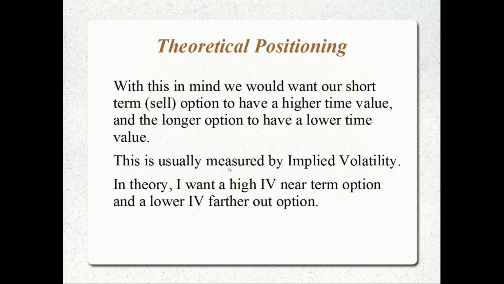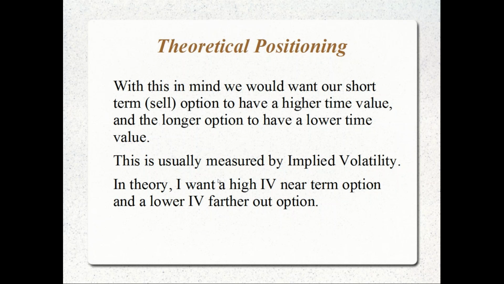Okay? With this in mind, the goal of the position is to have that short option rapidly decay and have our long option retain most of its value if possible. That means we want a higher time value in the short option and the longer option to have a lower time value or lower implied volatility. Now, we're not going to necessarily see a lower time value on the far out option just by straight definition. Theoretically, that's what we want, but it's not going to happen. So what we want to focus on is we want the shorter term option to have a higher implied volatility and to be inflated, and the longer option that we're buying, the farther out option, we want to have a lower implied volatility.